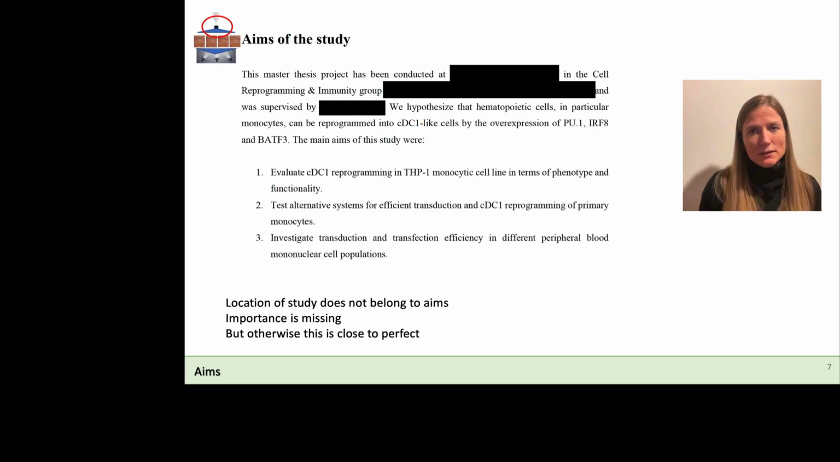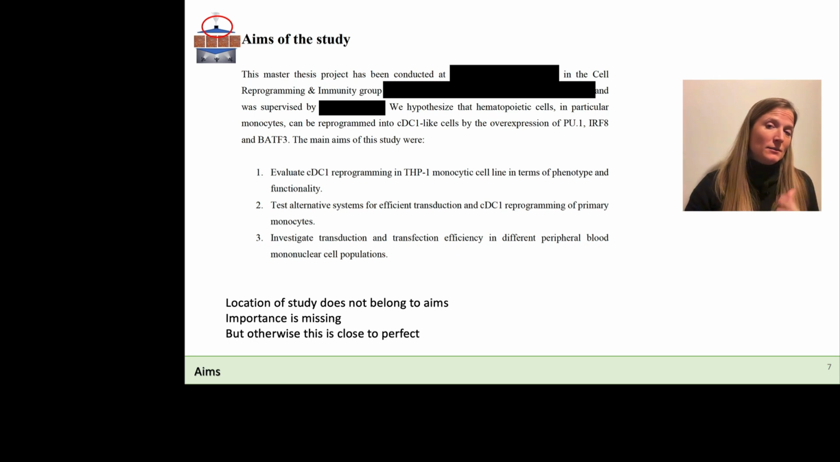Another example here is this one. It is the absolute opposite. This is the minimal, super concise. This person has started with telling us where this person did his or her thesis. This does not belong to the aims. But then this person has clearly stated, "We hypothesize that hematopoietic cells, particularly monocytes, can be reprogrammed into this using these factors. The main aims of this study were 1, 2, 3." Very clear.